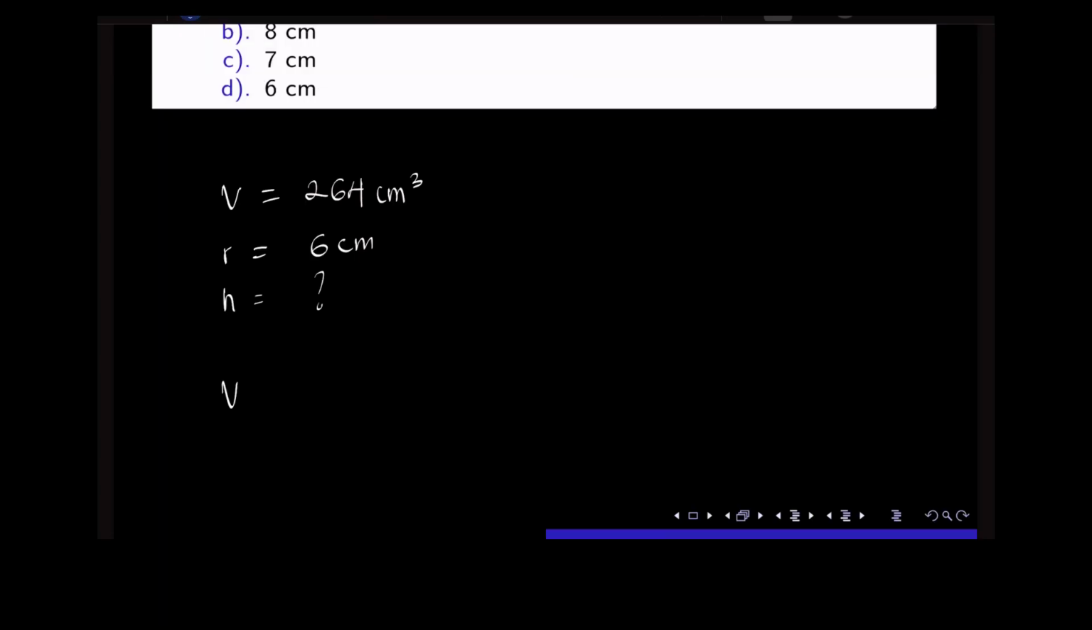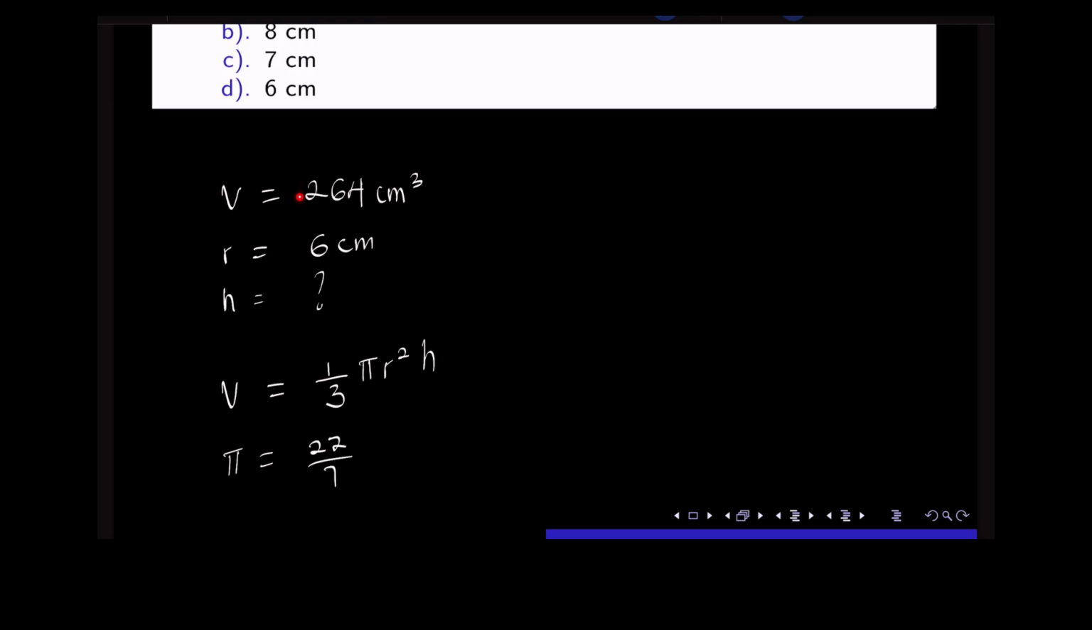The volume V of a cone is defined to be 1 over 3 pi r squared h. Now from the question, we know pi to be 22 on 7. So we are going to have pi is equal to 22 on 7. And the radius is defined to be 6 centimeters.